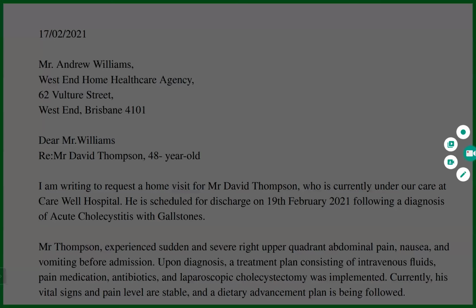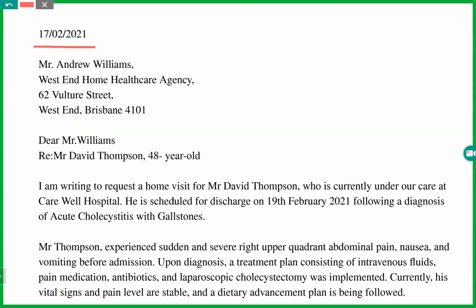Okay, so we need to write the date first, then the address: Mr. Andrew William, West End Home Healthcare Agency. So the address we have already written here. Then the salutation, Dear Mr. Williams. Either you can put a comma or you don't need to put a comma. After the salutation you need to write the referral. So here the referral: Mr. David Thompson, 48-year-old. So regarding the patient details, we have written them in the referral.